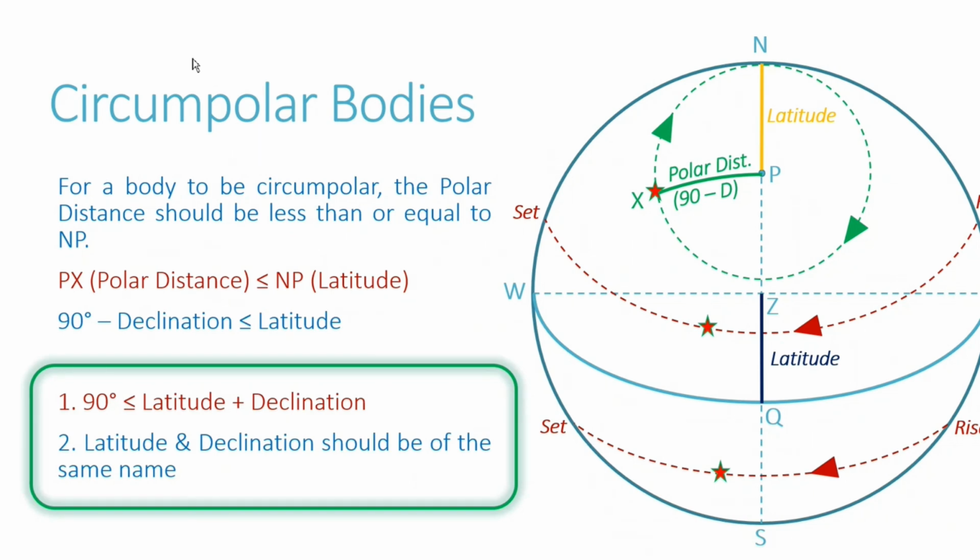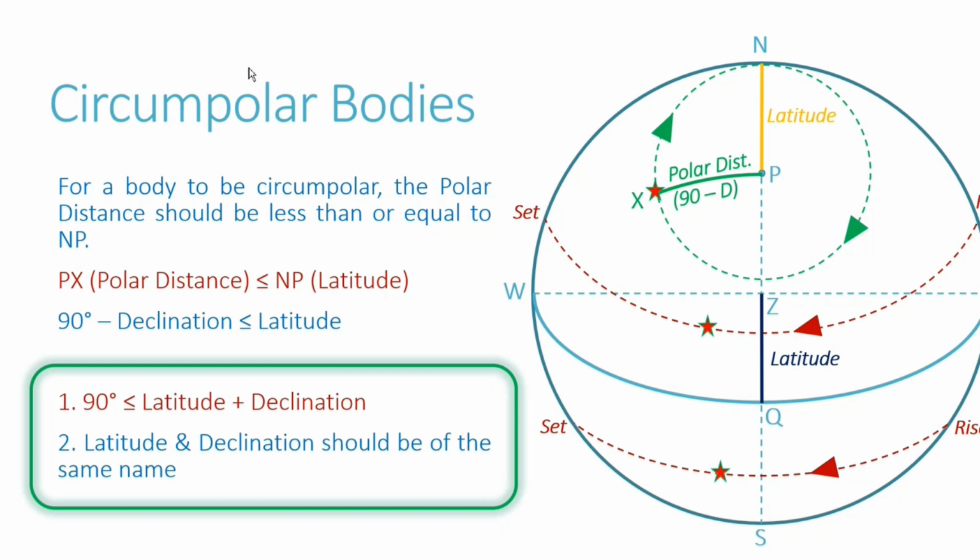If you want, you can take a screenshot of this particular screen, and this gives you a diagram as well as the two conditions when the body becomes circumpolar. So let's proceed ahead then. We are clear about these two conditions now. Whenever any celestial body fulfills these two conditions, we know that this body should be circumpolar.